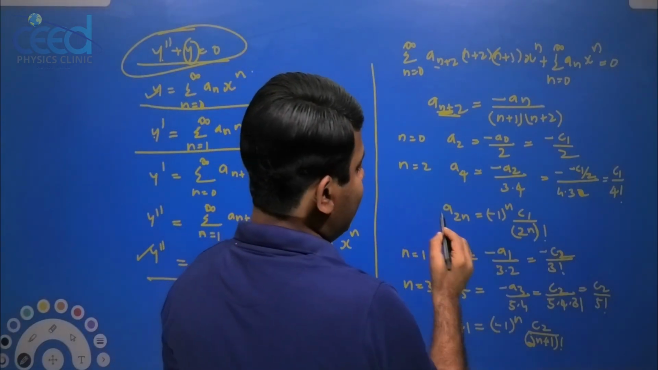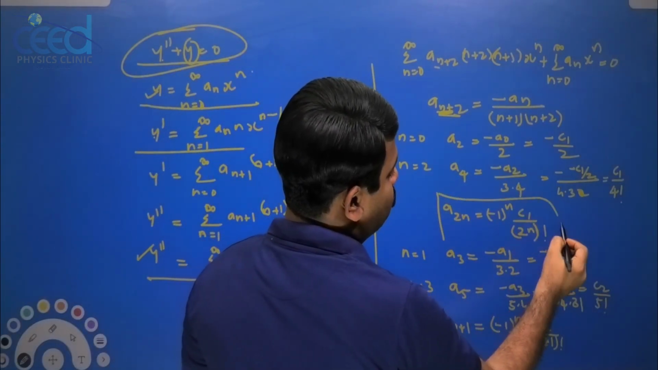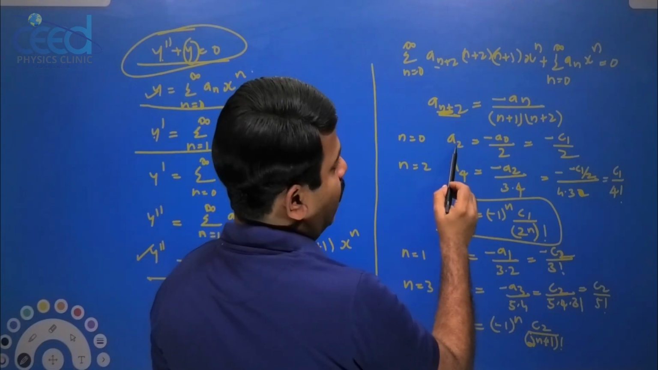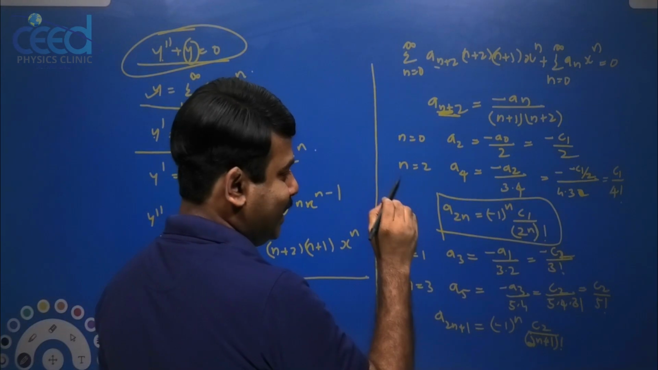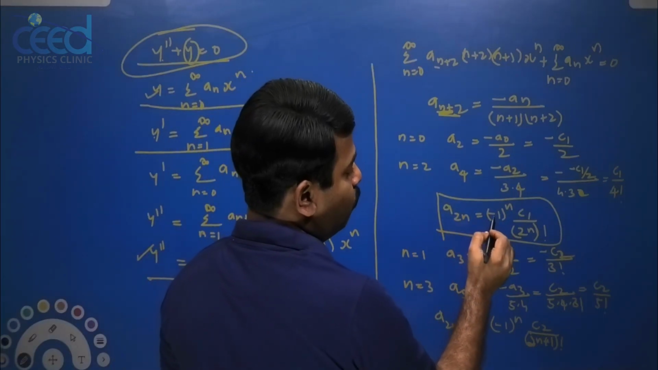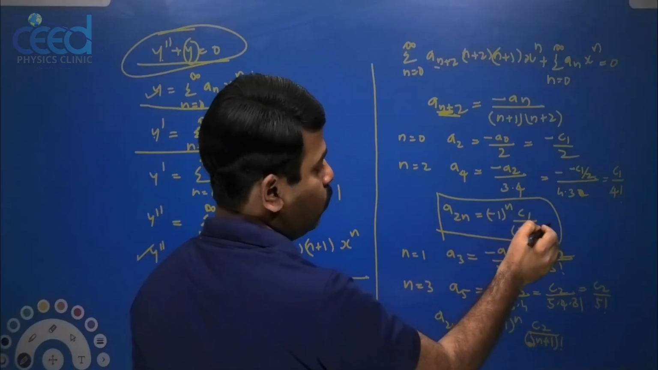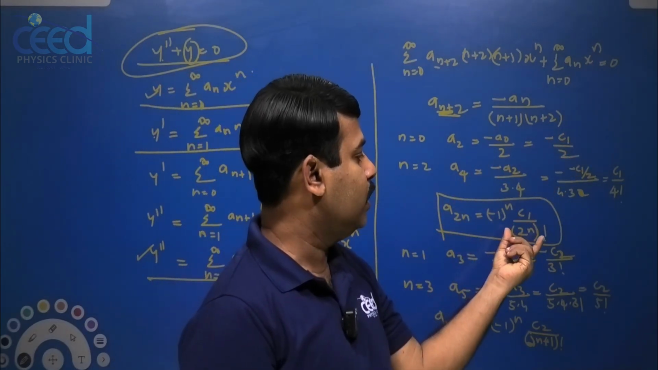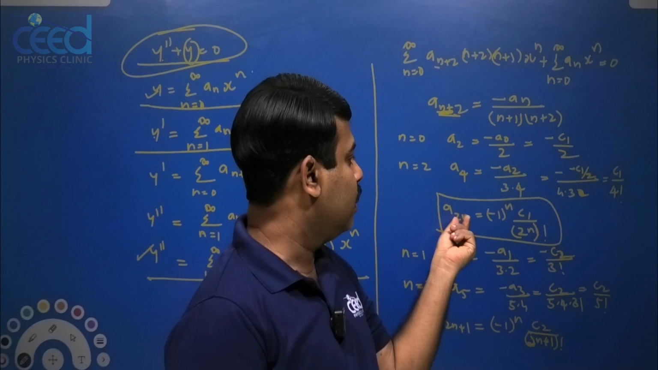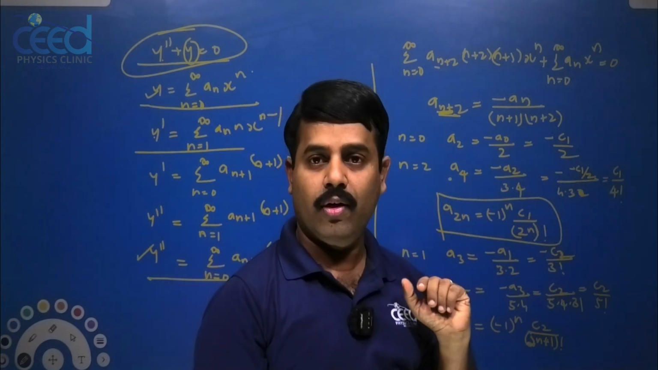Now generally what can I write from this, what I understood? a2 is minus c1 by 2, a4 is c1 by 4 factorial. Generally a2n you can write as minus 1 raised to n c1 by 2n factorial. If you put n equal to 1, you get minus c1 by 2. If you put n equal to 2, you get a4.